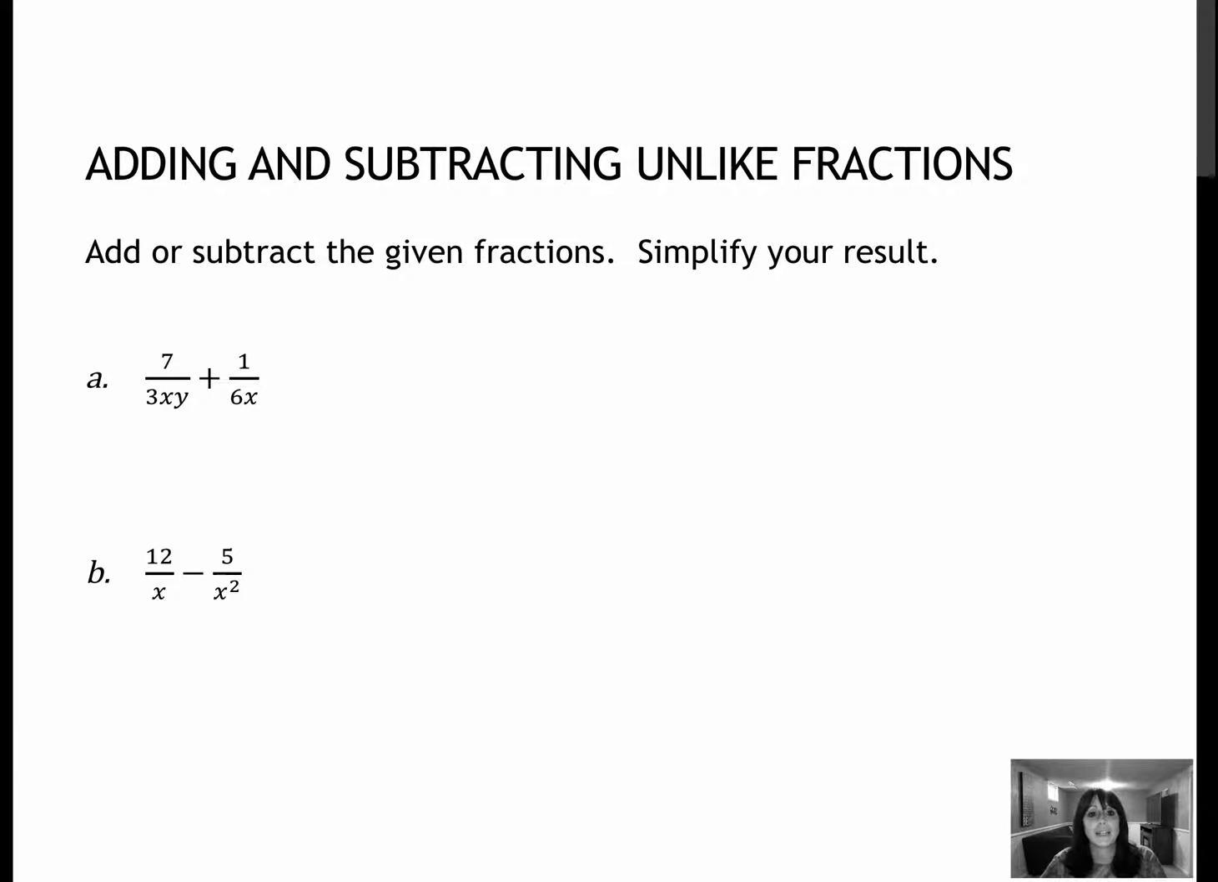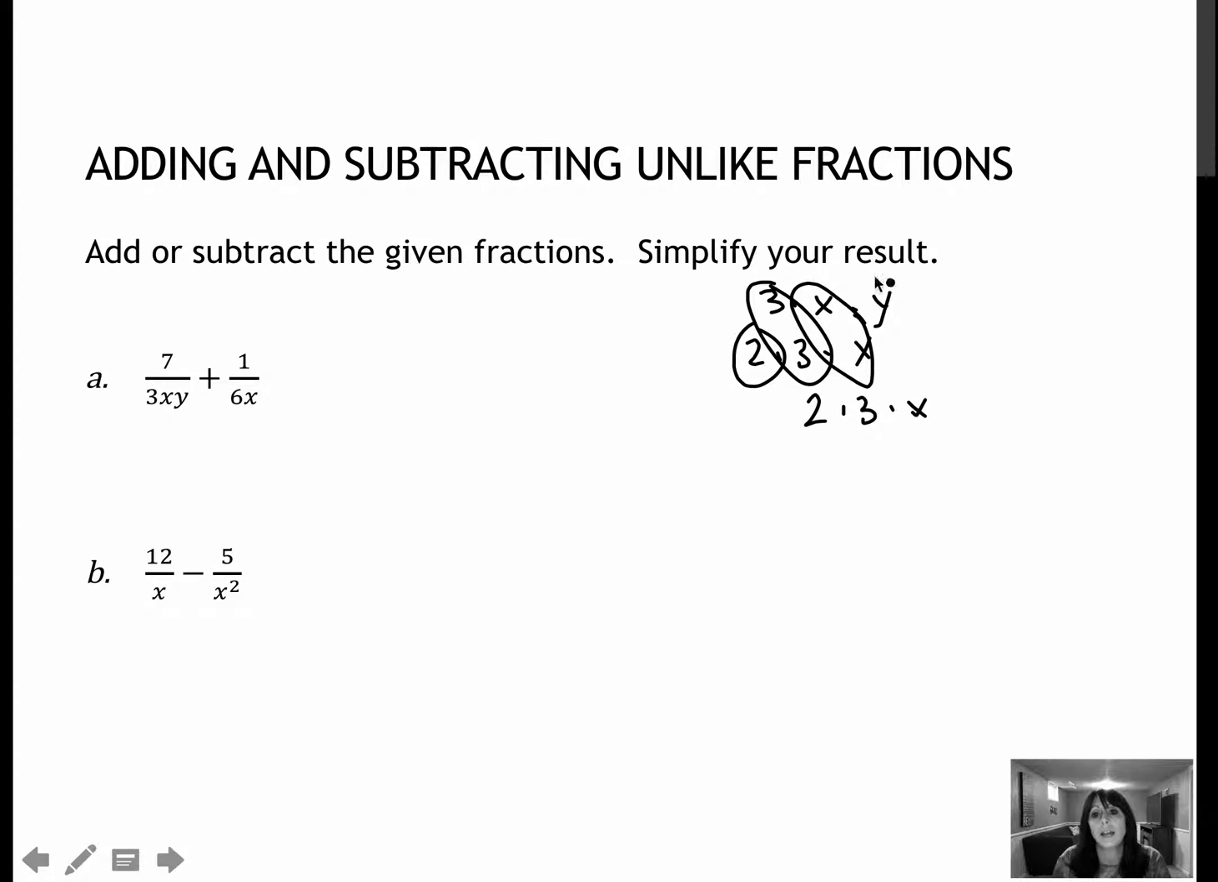These are the same idea, but of course they involve variables as well. So same idea, 3xy and 6x. So 3 times x times y, and 6x is 2 times 3 times x. In order to make these the same, I need 1, 2, I need 1, 3, I need 1 x, and I need 1 y. So that's 6xy should be my denominator for both of my fractions.